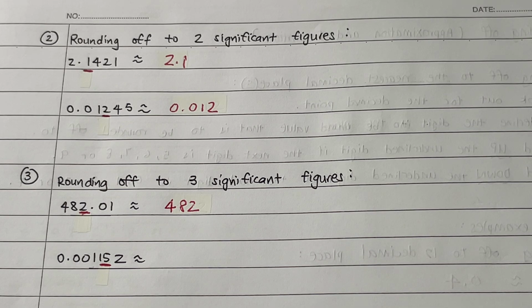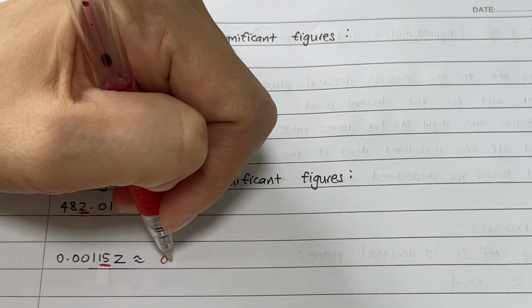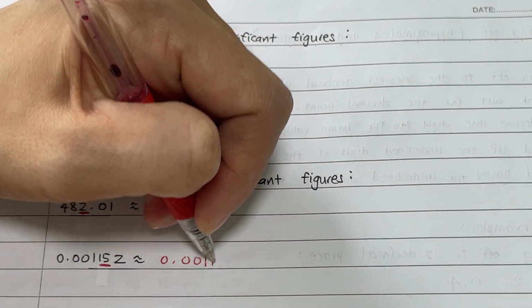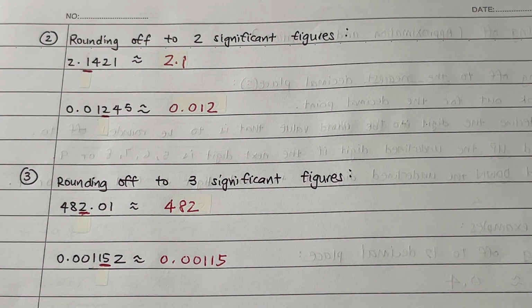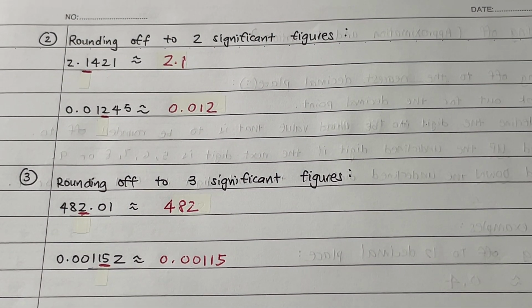Okay, and do we now round it up or round it down? That depends on the value next to it, the number. It's 2, so we round down. Okay, when we round down this, 5 remains. We do not add 1 to it. So answer, 0.00115. So that concludes my short sharing.